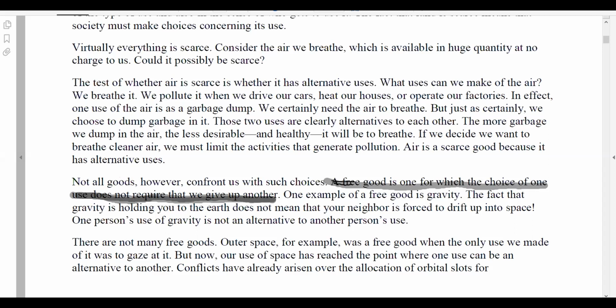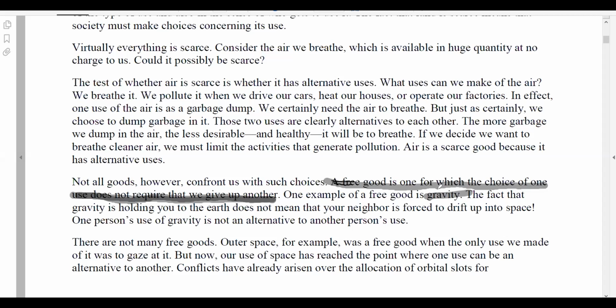An example of a free good is gravity. That is the one that is given here. Do you know what gravity is? I don't want a very technical definition, but we just want the general idea of what gravity is. It is the one that keeps us on the surface of the earth. Yes, that is gravity.